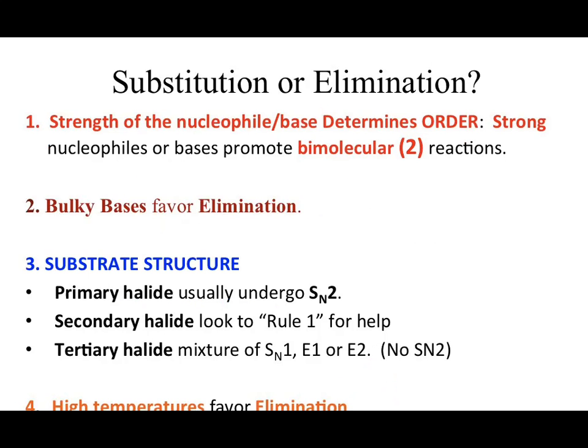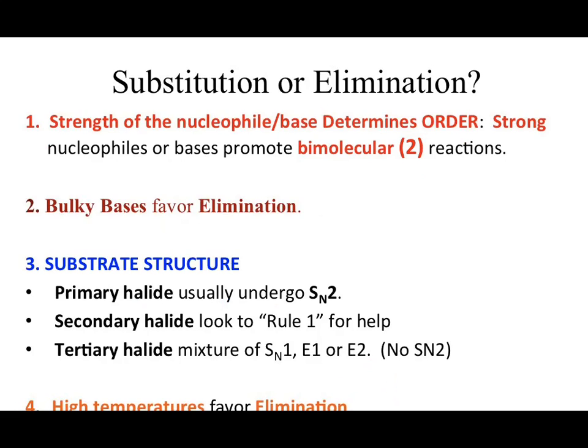Okay? So we can look for the strength of the nucleophile to determine what order. Are we looking at either a 1 or a 2 type? If it's strong, we're looking at the 2 type. Bulky bases favor elimination. Why bulky? Because they're bad nucleophiles. So if it's a bulky base, we typically see the elimination reaction.